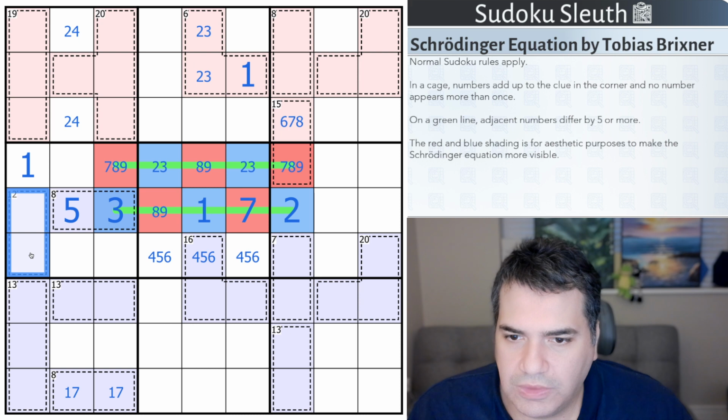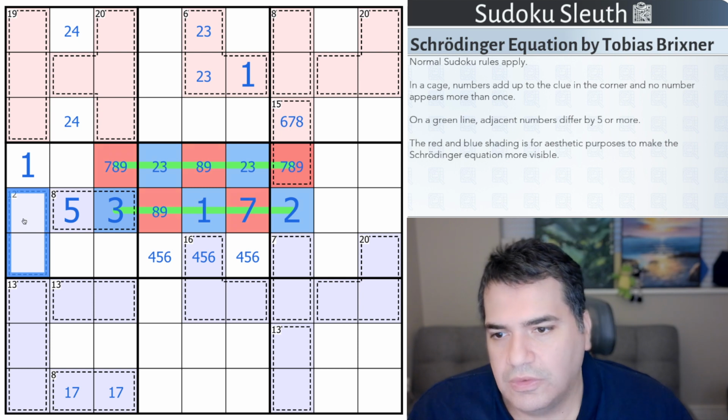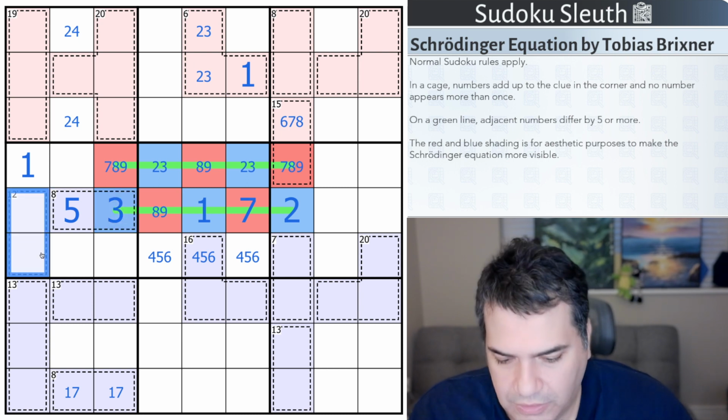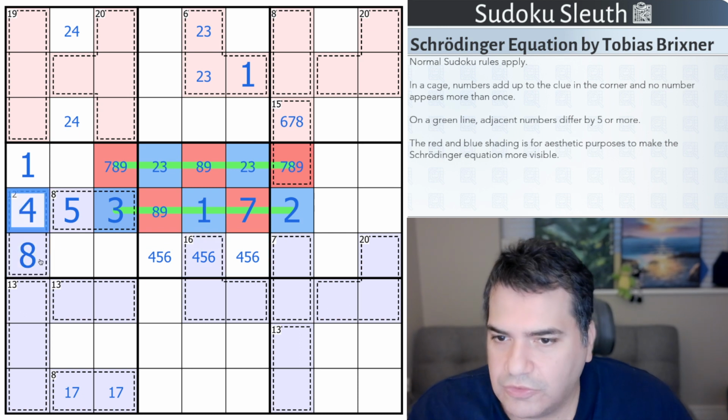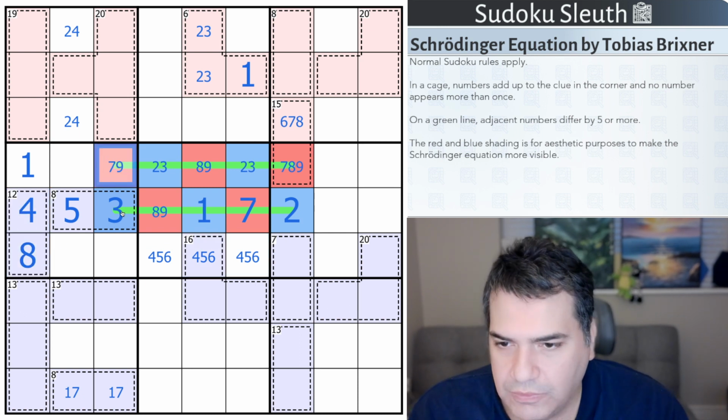So what about this 12 cage? Are there any useful deductions here? Inside the 12 cage, it's either a 5, 7 or a 3, 9, which is not. It's a 4, 8 cage. And this 4, 5, 6 tells me the order. That's 8, that's 4. That is not an 8 anymore.